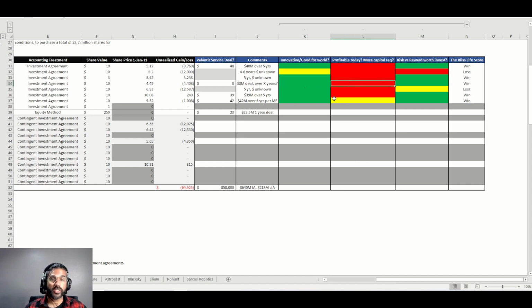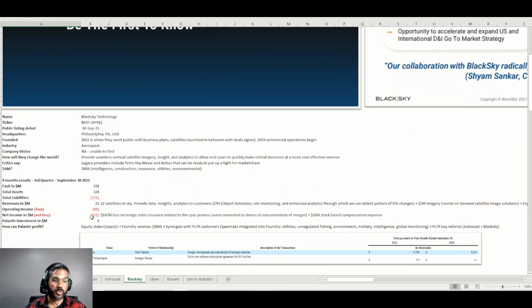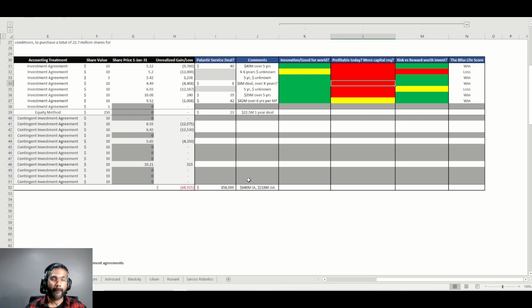Are they profitable today? Absolutely not. They're really far away from being profitable. You know, $88 million loss. But I think they're going to be ramping up their operations, even their revenues. It's all largely engineering services, so not really based on their satellites yet. So I wasn't impressed there.